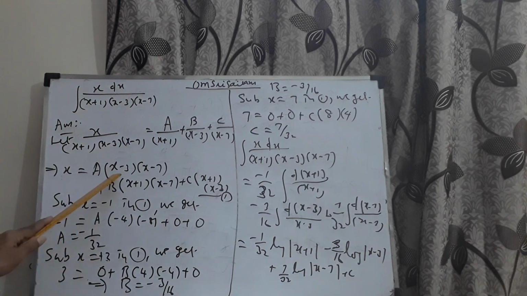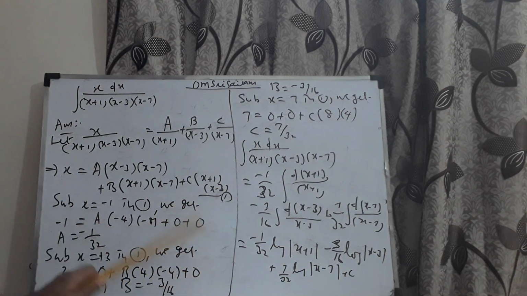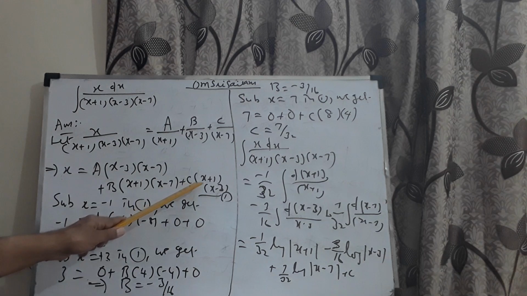3 is equal to, here 0, here 3 plus 1 is 4, 3 minus 7 is minus 4. Now b becomes minus 3 by 16. C into 0 is 0. Substitute x equal to 7. 7 is equal to 0 plus 0, c into 8 into 4. 7 plus 1 is 8, 7 minus 3 is 4. C becomes 7 by 32.